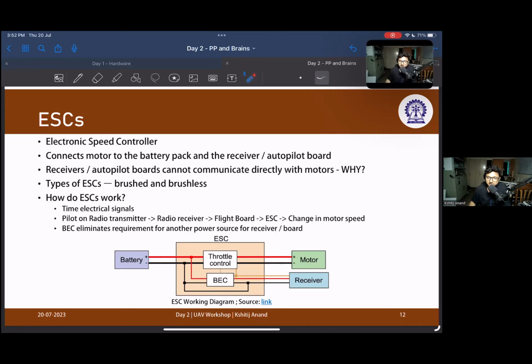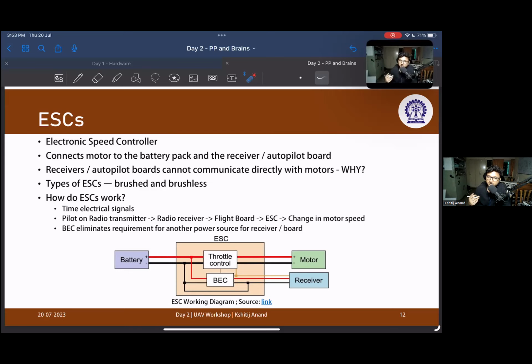It's because motors are of various sizes and various ratings, right? But your receiver and your autopilot boards all run on 5 volts or 3.3 volts. They have fixed power ratings, and the motors have a vast array of power ratings. So it's impossible for the receiver or a flight board to be directly compatible. It's not that you can't run them, but you would have to explicitly make voltage converters and stuff like that. You can't run them without an ESC.